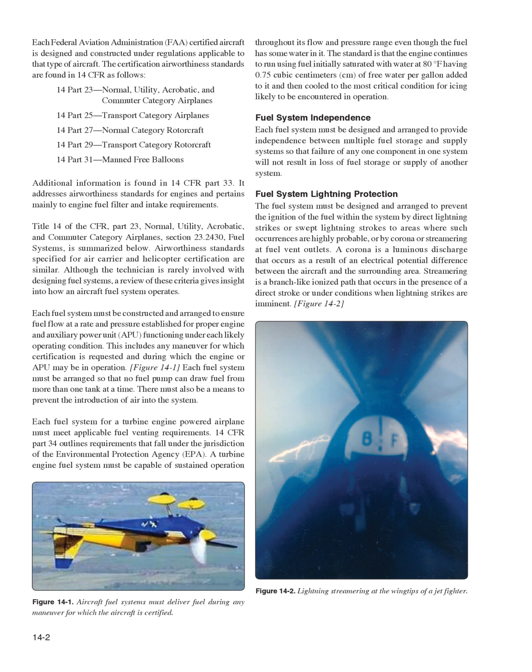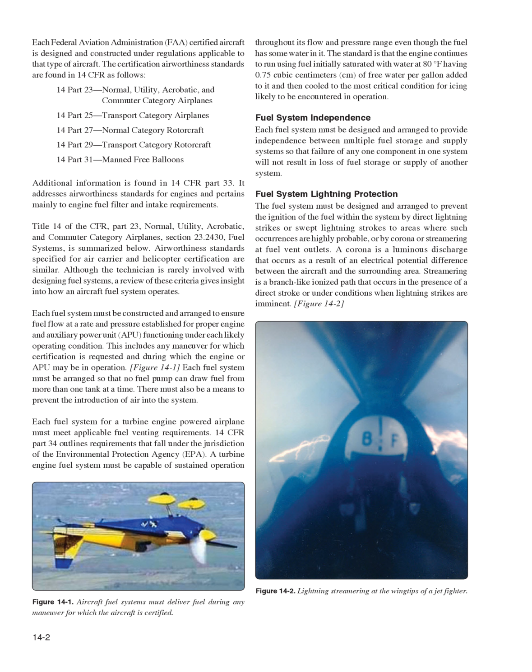Title 14 of the CFR, Part 23, Normal, Utility, Acrobatic, and Commuter Category Airplanes, Section 23.2430, Fuel Systems, is summarized below. Airworthiness standards specified for air carrier and helicopter certification are similar. Although the technician is rarely involved with designing fuel systems, a review of these criteria gives insight into how an aircraft fuel system operates.